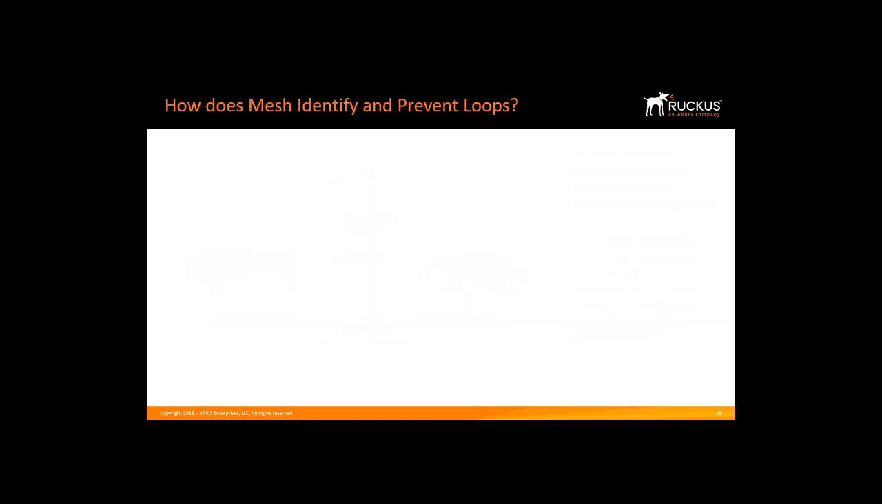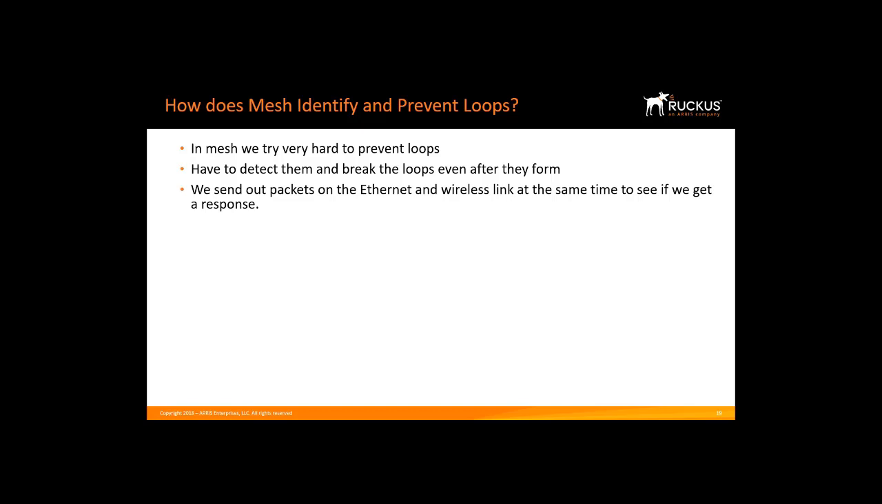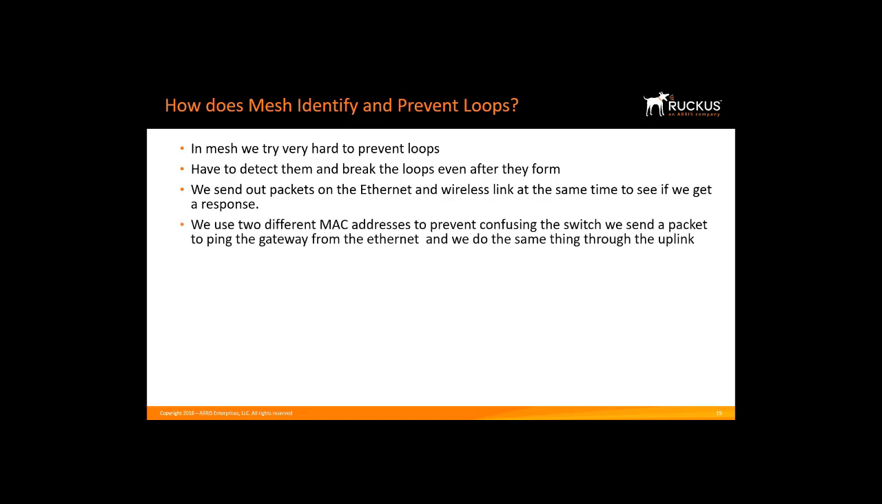How does Mesh identify and prevent loops? In Mesh, we try very hard to prevent loops, but to a certain extent, we have to detect them and break the loops even after they form. So typically what we do is send out packets on the Ethernet and the wireless link at the same time to see if we get a response. We use two different MAC addresses to prevent confusing the switch.